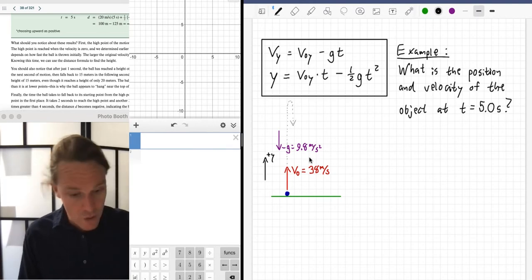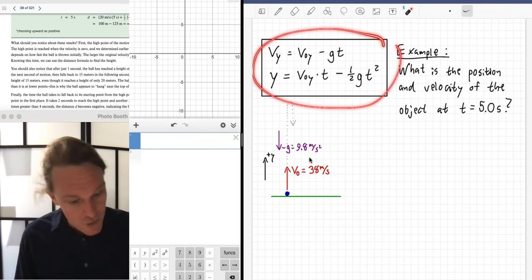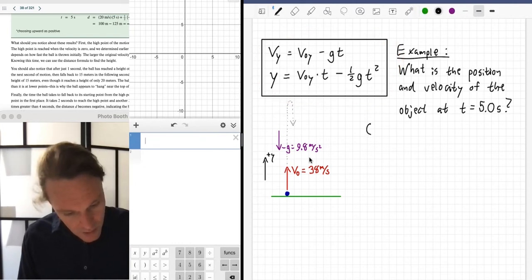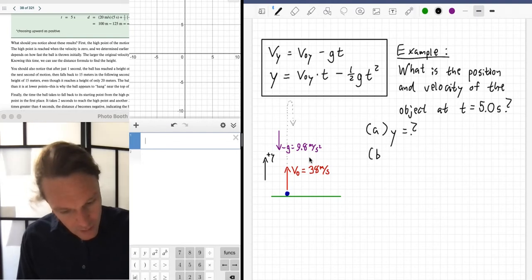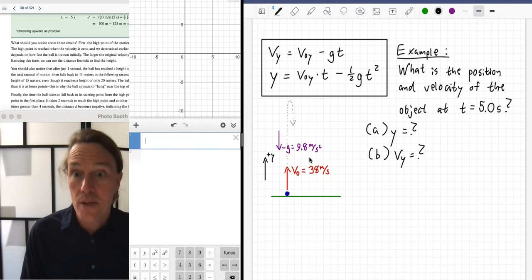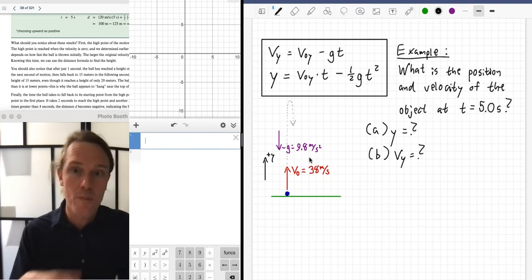What do you got? You're going to use these equations, and you just want to solve for position and velocity. So what you're finding is y and v sub y. You shouldn't have to do any unit conversions because the time is in seconds, and the acceleration is given in meters per second squared. So you're all in the same base units.